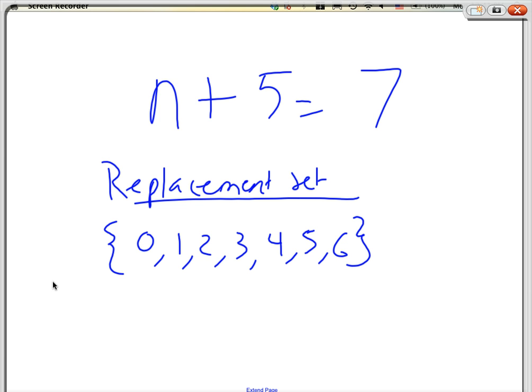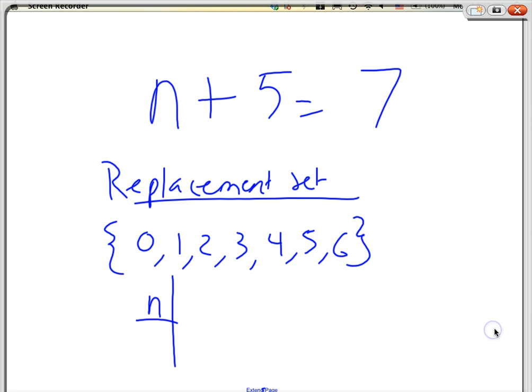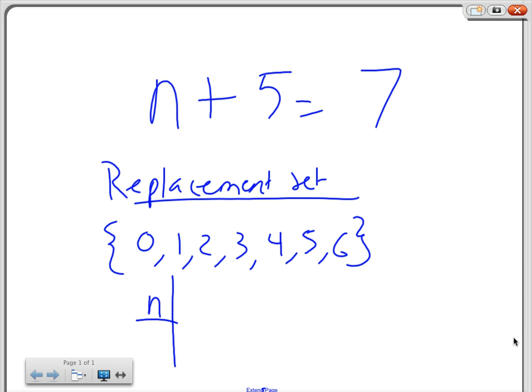Let's do a table test. So this is the value of n that I want you to test. Alright, so I want you to plug into n plus 5, right? And you want to see if it's going to give you 7 or not.